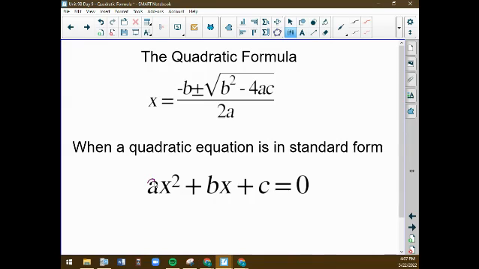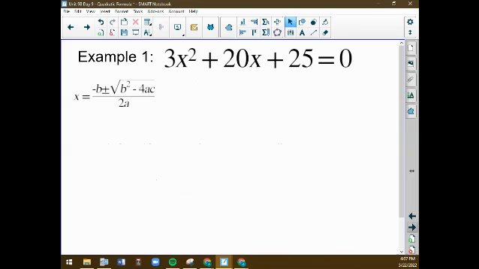So notice I've got A, and I see a couple A's in there. I've got a B, and I see B's right there. I've got a C, and I got a C right there. So we find those values for A, B, and C, and we plug them in the equation. So here's our example: 3x squared plus 20x plus 25 equals 0. And I want to solve for x using the quadratic formula.